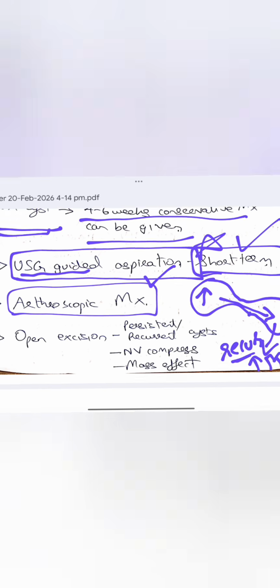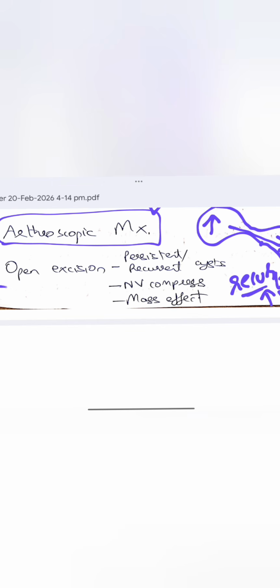That also USG guided is very important, no blind procedure, because you are endangering the popliteal plexus if at all you are going blind. Okay, then you can also go for arthroscopic management for small cysts. So in the same sitting you can go for arthroscopic repair. Let's suppose there is a meniscal tear, you can go for arthroscopic meniscal repair, along with that the excision of the small cyst.